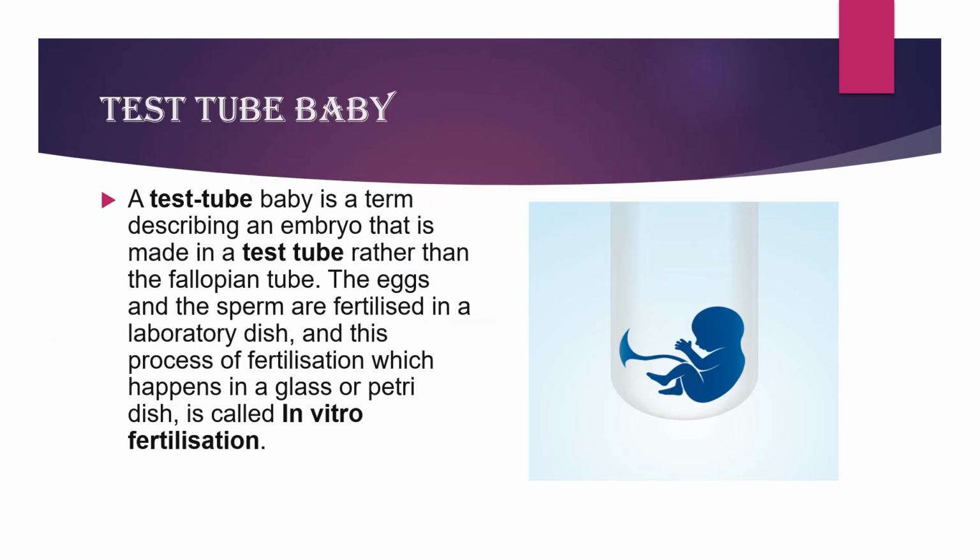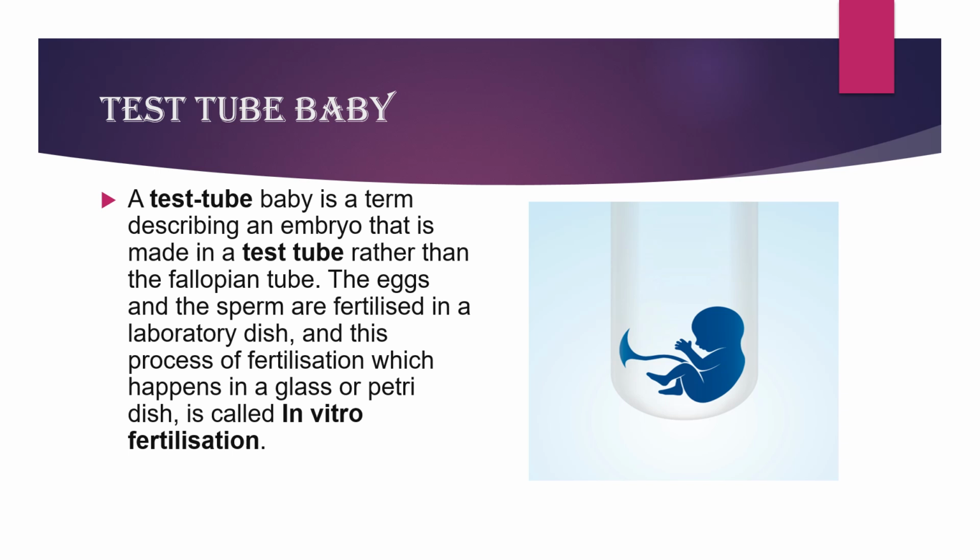So after in vitro fertilization, we are here with the test tube baby, right? The test tube baby is actually the same as in vitro fertilization. The embryo is mainly made in the test tube rather than in the fallopian tubes, and the eggs and the sperms are fertilized in the laboratory dish. This process of fertilization, which happens in the dish or petri dish, is also called in vitro fertilization.